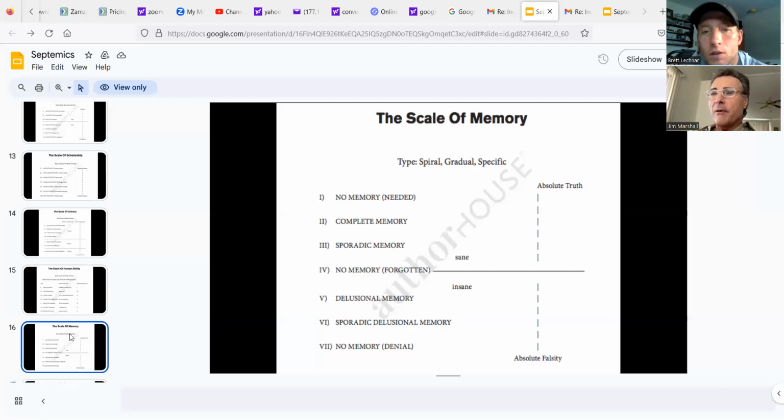Now, again, there's a dividing line here between sane and insane. Anyone who is at level 5, 6, or 7 is insane, more so as you go down. Anyone who is at level 1, 2, or 3 is sane, more so as you go up. And when we say up and down, what is this up and down? The dotted line on the right that goes vertically goes from absolute truth to absolute falsity. So when a person is in denial, that is false because there is a reality that he is not cognizant of.